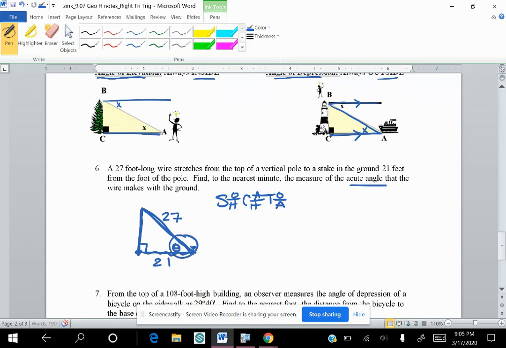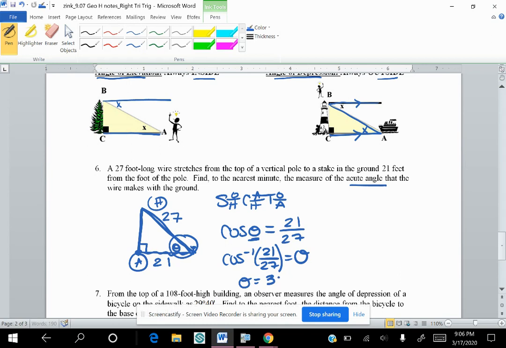So I circle my angle and label my sides. I've got hypotenuse and adjacent. That tells me I'm going to use cosine. So cosine of theta, cosine of the angle, is adjacent over hypotenuse. Whenever I'm looking for an angle, I want to use my inverse trig functions. Type that into my calculator. Write out my decimal.